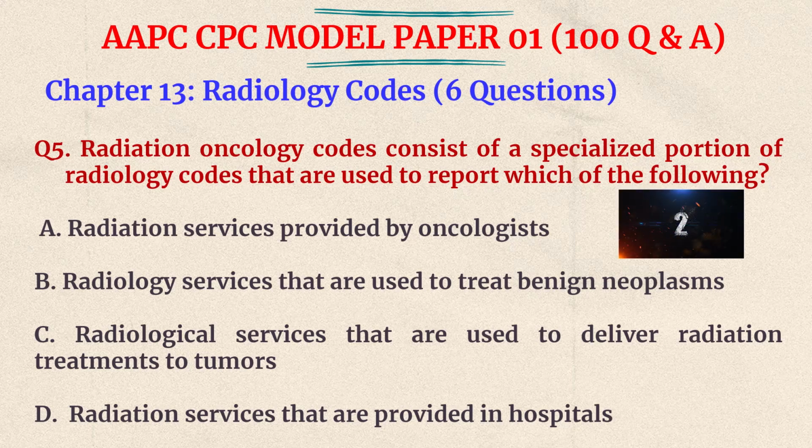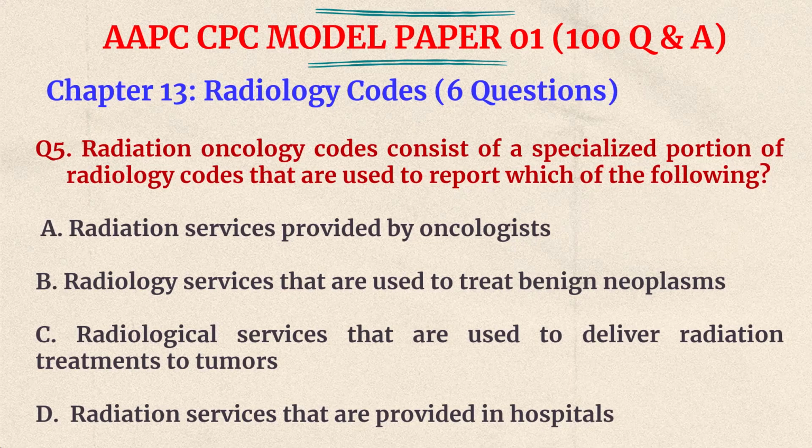3, 2, 1. Radiation oncology is a medical specialty that uses radiation like X-rays, gamma rays or protons to treat cancer and certain benign conditions. The CPT codes specifically for radiation oncology, the 77000 series in the CPT book, describe the planning, delivery and management of the radiation treatments. But the first answer, radiation services provided by oncologist. That's true, but not only by oncologists; other technicians or normal physicians also give radiation treatment. So it is partially correct.